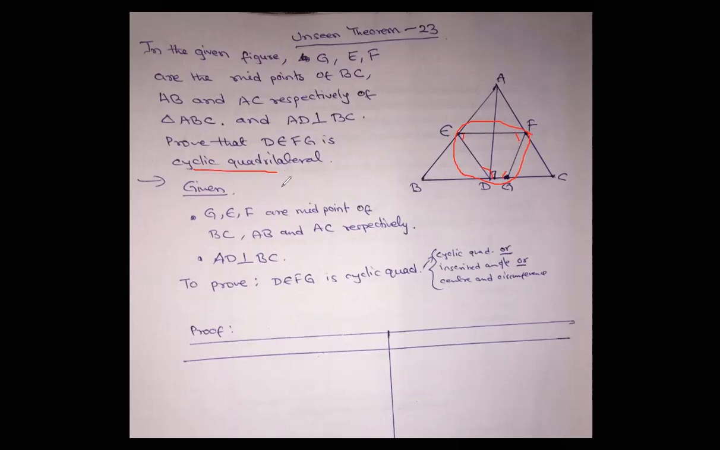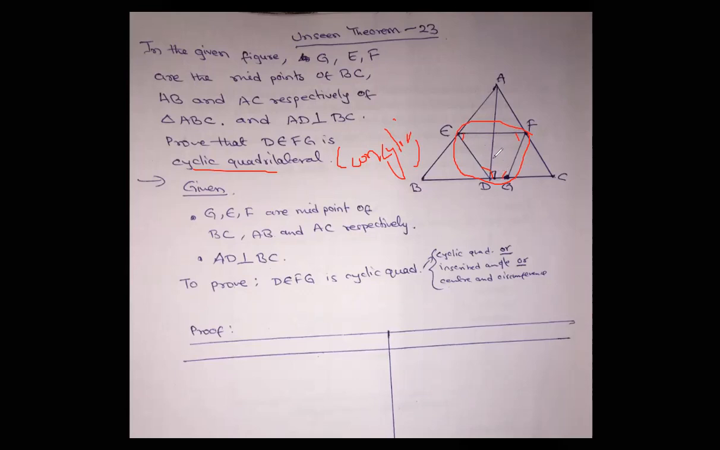So cyclic quadrilateral, concyclic also, so note it down: concyclic. So you may be asked to prove that D, E, F, G are concyclic, a cyclic quadrilateral. There are a few rules. If there is a cyclic quadrilateral, the opposite angles, their sum is equal to 180 degrees. In that way also we can prove it.